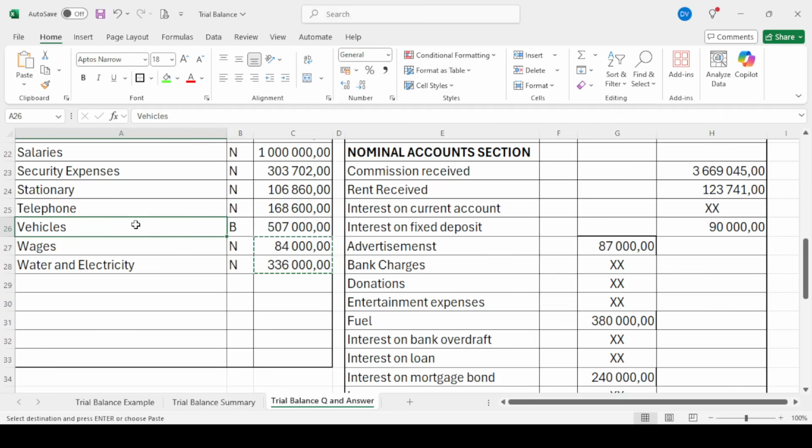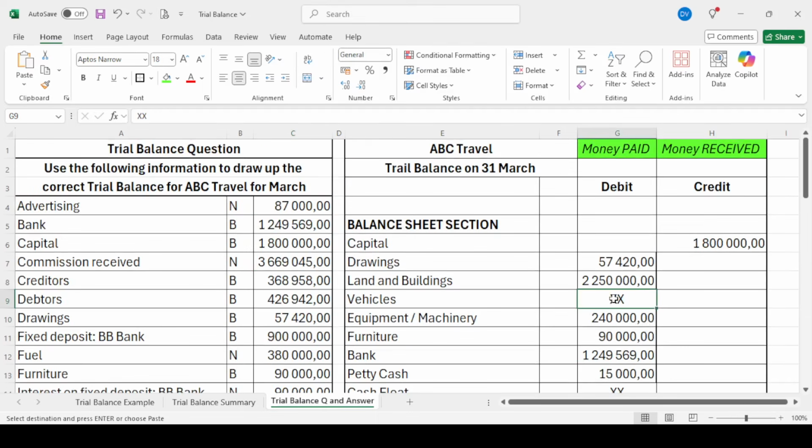The last one that we have left is vehicles. We know that vehicles is part of our balance sheet section, and you simply insert the amount under your debit side for money paid for your vehicles. So now what we've done is we've first done the work on the wrong trial balance, indicating is it an N or a B account. Then what you did is you wrote down and copied your correct trial balance format. And then you simply inserted the values on the right side, debit or credit.